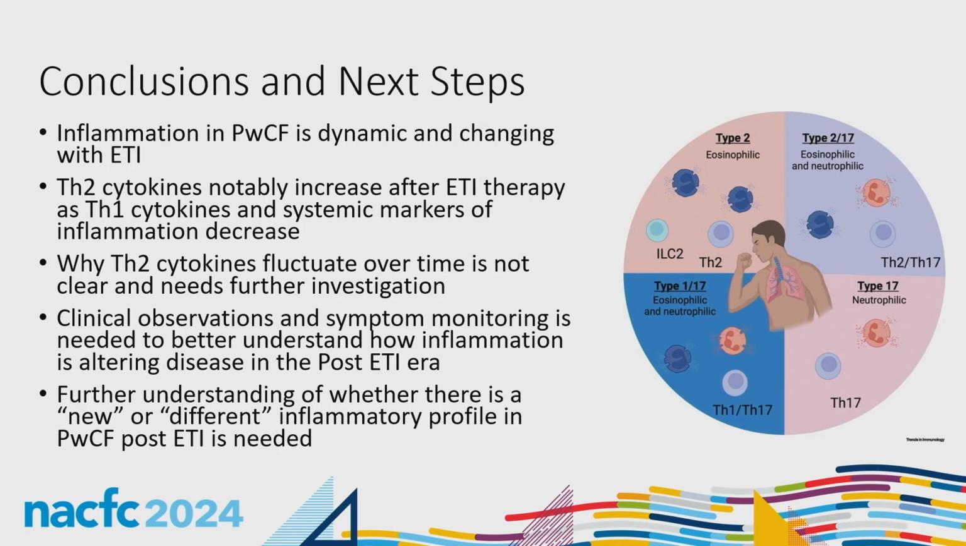So what does this mean? Okay, well, I'm going to cheat and just say that it means that inflammation in CF is dynamic and obviously changing with ETI, okay? Th2 cytokines are increasing. There's a lot of work being done by some very smart people in this room that have shown that there is a lot of changes going on that we don't fully understand. Why are they fluctuating over time is not clear and certainly needs further investigation.